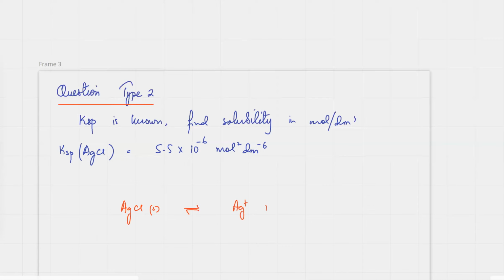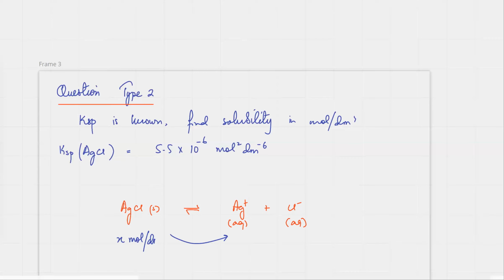Now, we don't know how much it's dissolving. This is aqueous. So what we are not sure is how much is dissolving. Because I don't know how much of AgCl dissolves, what I'm going to state is that X mole per dm cube dissolves. So I've put in X mole per dm cube of AgCl and it dissolves completely. I don't know what X is.